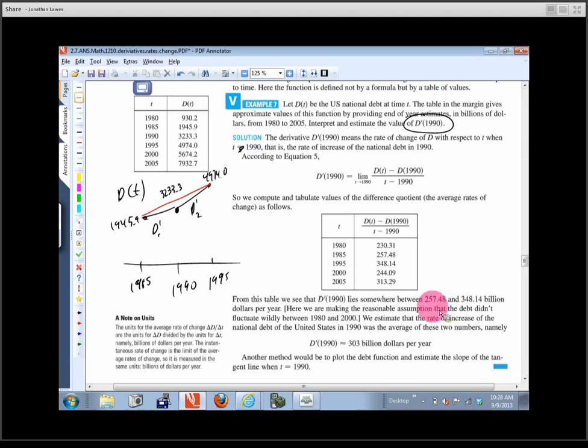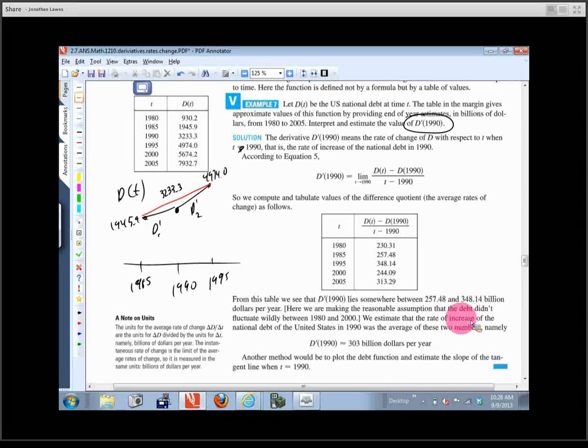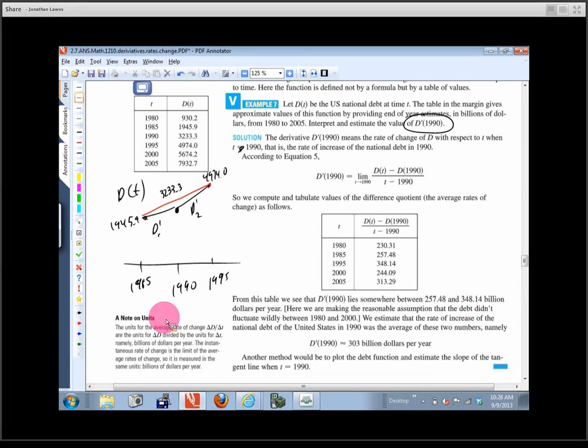Let's see, it lies somewhere between that many. Okay. So they did the difference between, notice they've got 1990 in every one of these calculations. They did back 10 years, back 5 years, forward 5 years, forward 10 years, and then forward 15 years. Okay? I think this probably is the most reasonable thing to do, to go 5 years forward and 5 years back. But can you see what they did there?